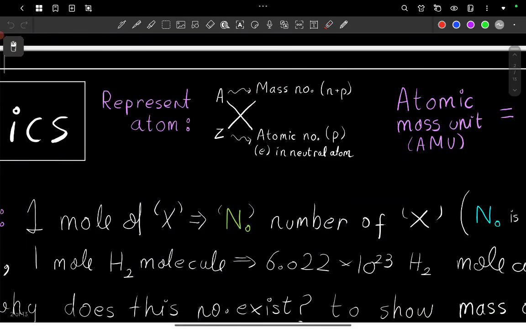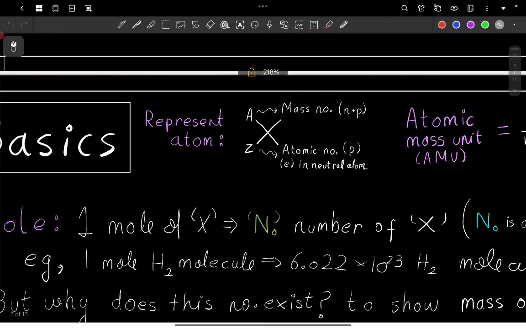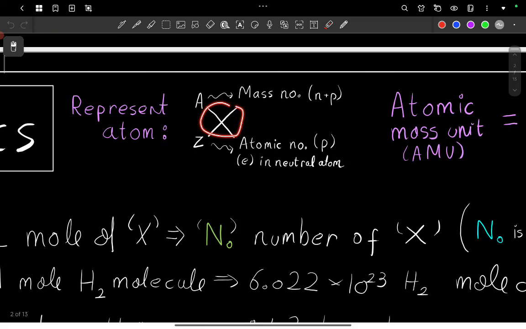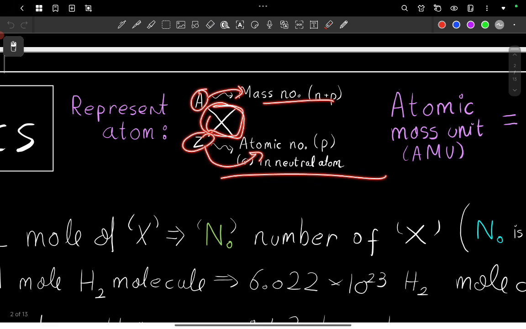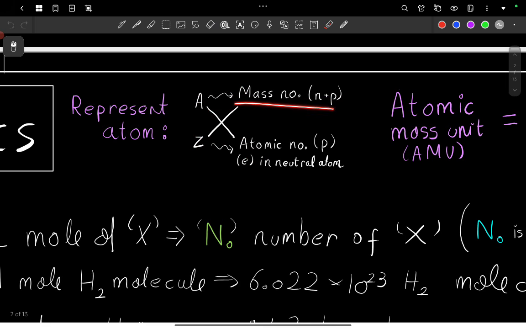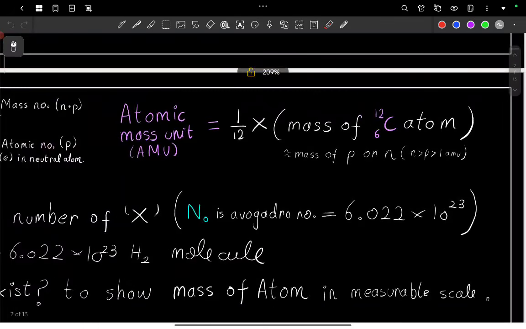First of all, this is how you have to represent an atom. This is the symbol of the element. This is the mass number. This is the atomic number. Keep in mind, this is a revision video, so I expect you to have read this at least one time earlier. So let's learn about the atomic mass unit.